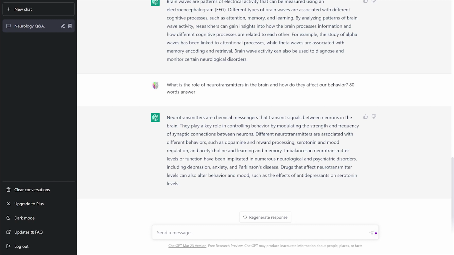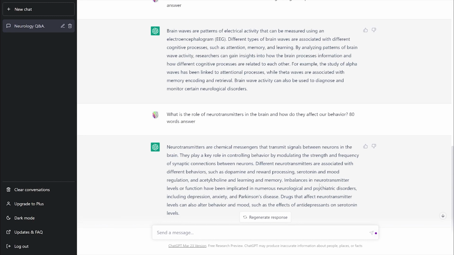And drugs that affect neurotransmitter levels can also alter behavior and mood, such as the effect of antidepressants on certain levels. Yeah, so basically drugs used for psychiatric disorders are about regulating the amount and level of the neurotransmitters. So yeah, basically it's telling the right answer.